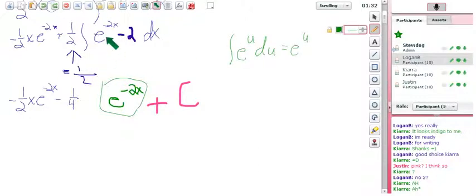So yes, this is e to the u times du, and so e to the u is the integral. And so altogether, negative 1/2 x e to the negative 2x minus 1/4 e to the negative 2x.